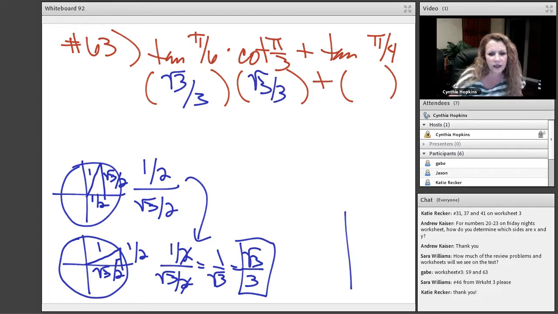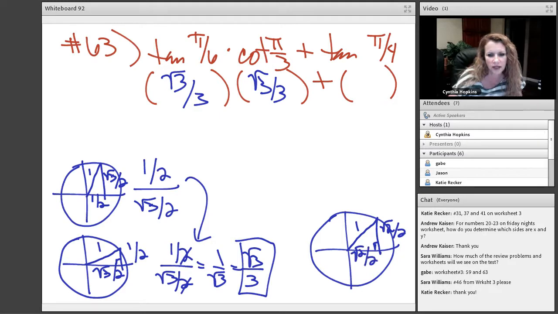Okay, and then finally, tangent of pi over 4. I'm going to draw the picture for you, but if you can figure this out without drawing the picture, more power to you. This is a 1, this is rad 2 over 2, this is rad 2 over 2, tangent is y over x. If I take rad 2 over 2 and divide it by rad 2 over 2, I know they're going to cancel completely and give me 1.